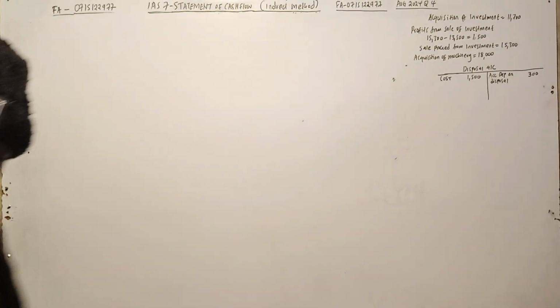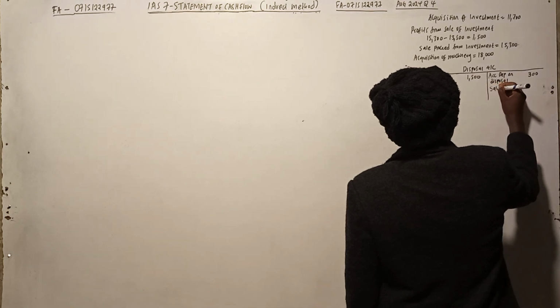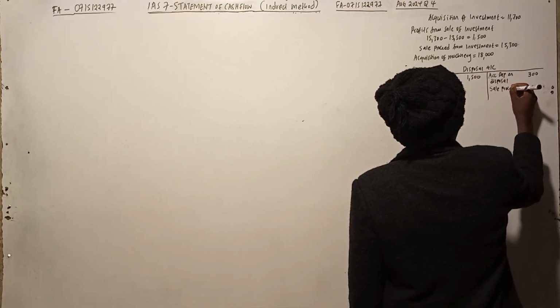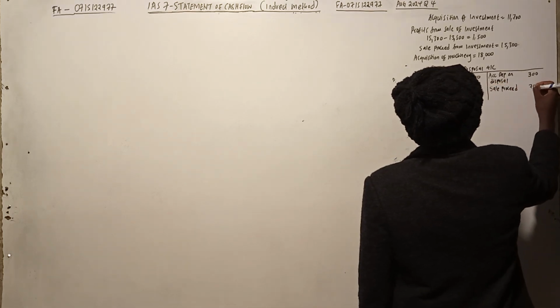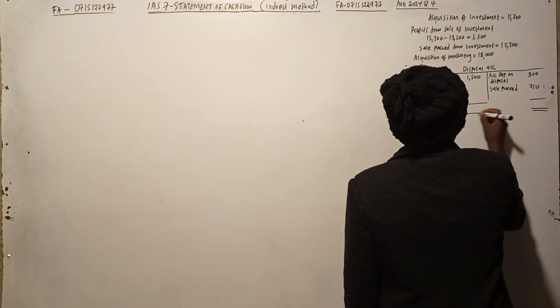Then we check what was the sales proceed. Waliuza pesa ngapi? So the item was disposed at 750. So that is the sales proceed. Now this question ukiangalia tumepewa sales proceed, 750,000. Now we need to balance this account.